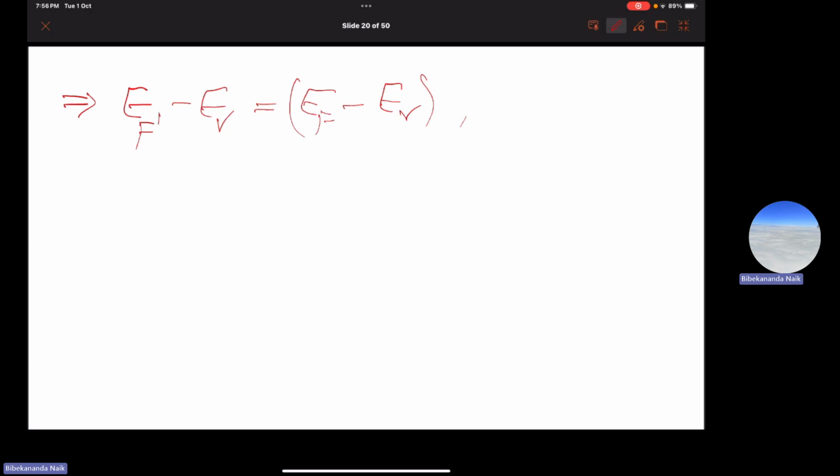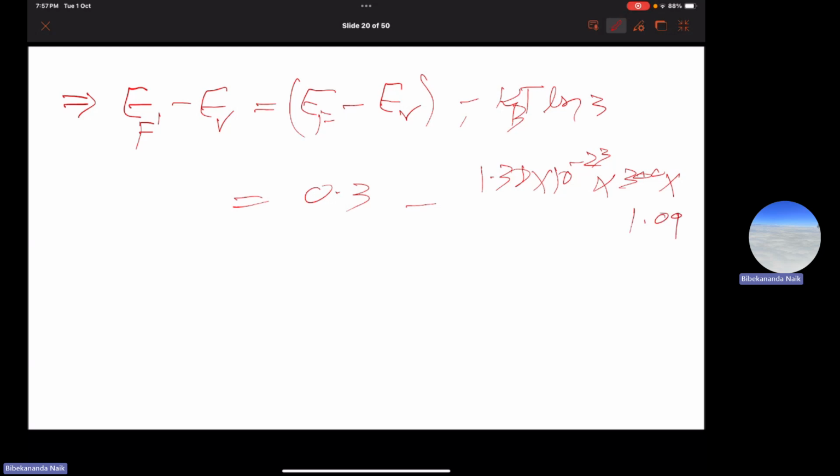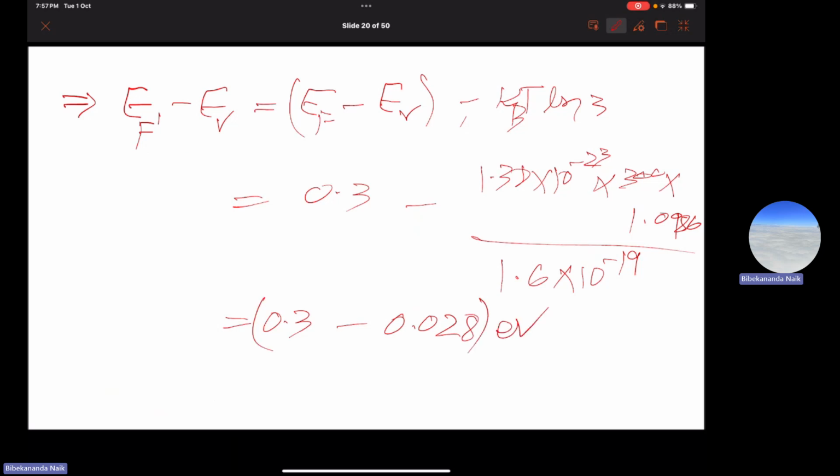So let me write this once again. KBT ln 3. So it will be 0.3 minus 1.38 into 10 to the power minus 23 into 300 into ln 3, which is 1.0986, divided by 1.6 into 10 to the power minus 19. Then 0.3 minus 0.028 eV, which gives 0.272 eV.